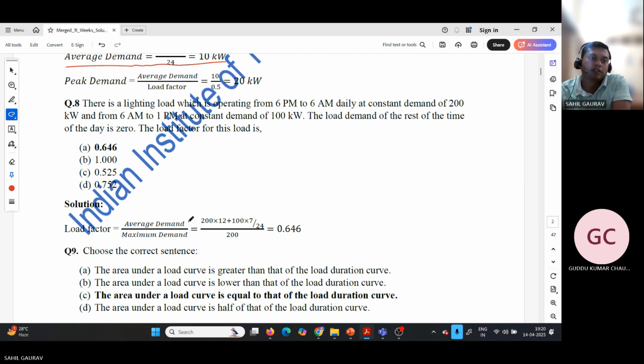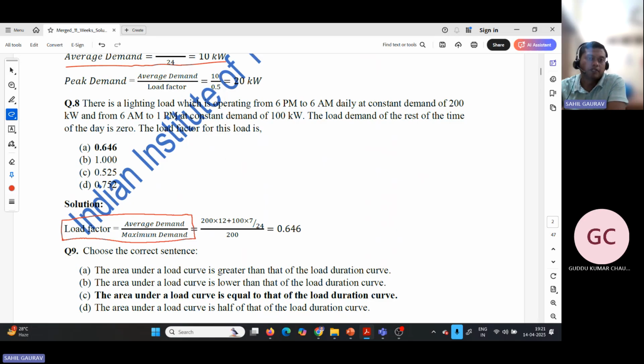Now the next problem: the lighting load which is operating from 6 p.m. to 6 a.m. daily at constant demand of 200 kilowatt, and from 6 a.m. to 1 p.m. at constant demand of 100 kilowatt. The load demand for the rest of the time of the day is zero. The load factor for this load is? So you need to find the average demand. We know that load factor is average demand upon peak demand.